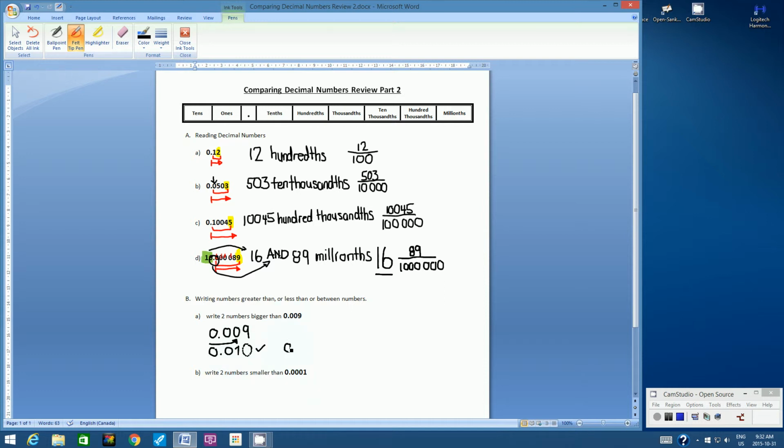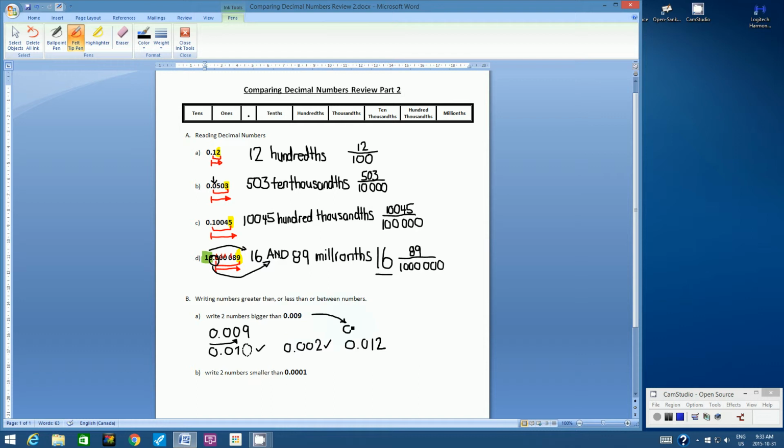Well, how about 0.002 or 0.003? Now, if you were really smart and you really wanted to impress your math teacher, you'd come up with a number like this. How about 0.012? Well, let's compare that to our original number here.